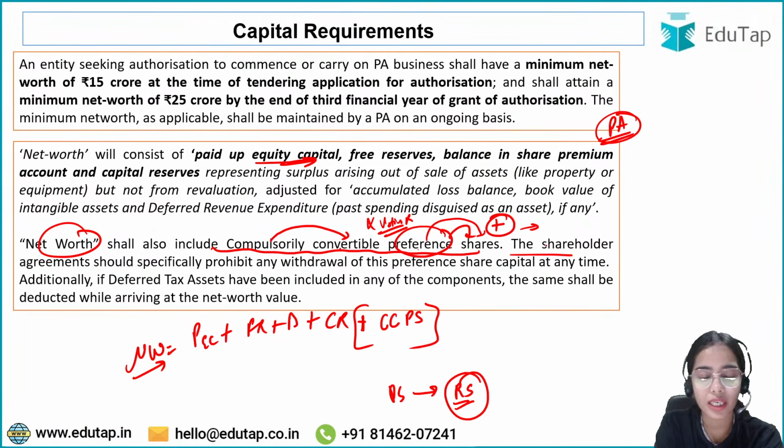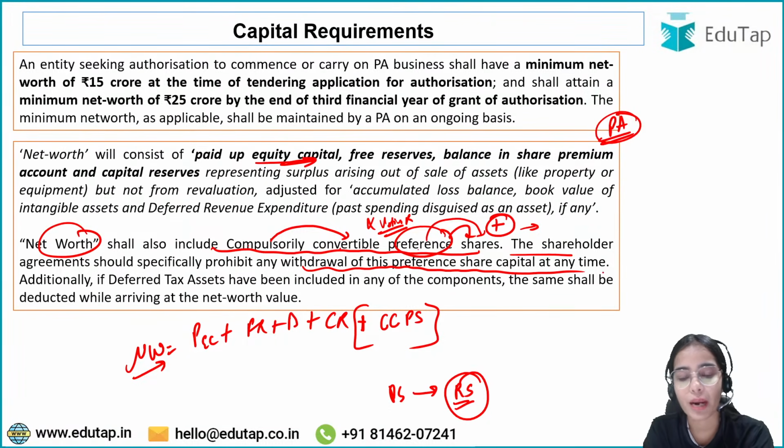The shareholder agreement should specifically prohibit any withdrawal of this preference share capital at any time. That means shareholders will not be able to sell the compulsorily convertible preference shares until they are converted into equity or regular shares. So in the net worth definition, these compulsorily convertible preference shares have been added for the payment aggregator.